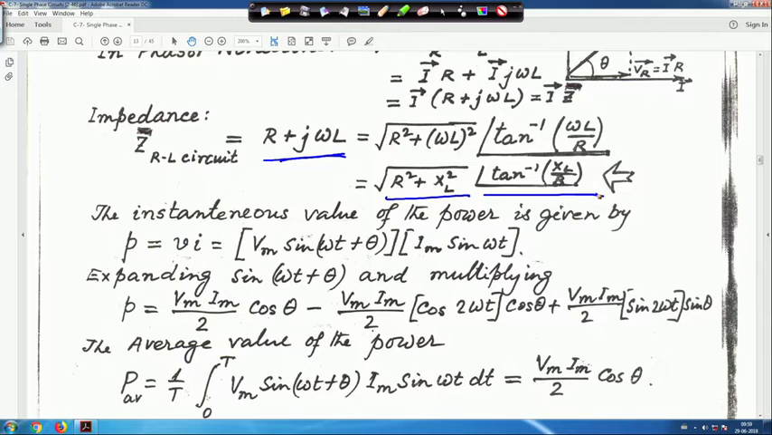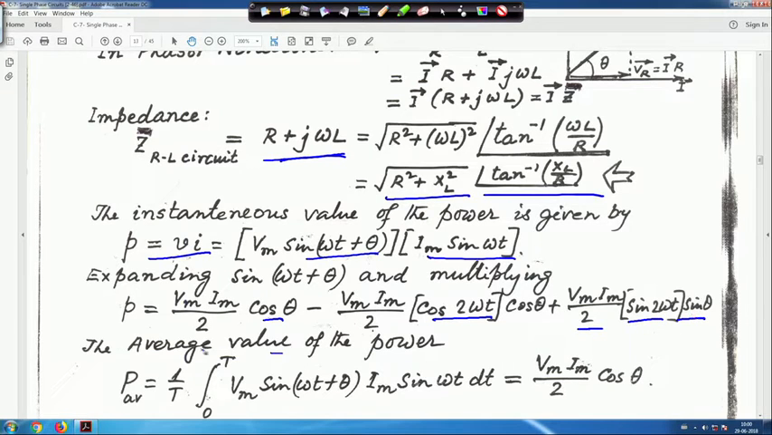Now, the instantaneous value of the power is given by P equals V into I. So you substitute V equals Vm sin(omega t plus theta) and I equals Im sin omega t. Expand it using sin A cos B plus cos A sin B and multiply. If you do so, it becomes Vm Im upon 2 cos theta minus Vm Im upon 2 cos 2 omega t into cos theta plus Vm Im upon 2 sin 2 omega t sin theta.